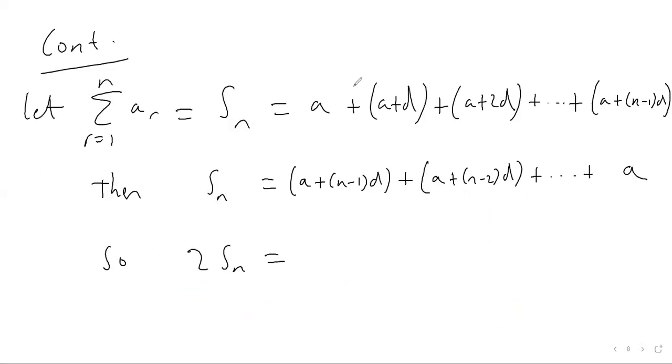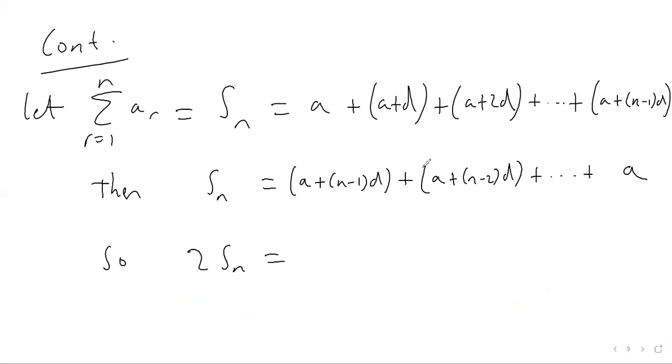Now let's think about how we could add up these numbers. We're going to use the sum notation again. We're going to sum the first n numbers in our sequence, and I'm going to call this capital Sn again. This notation, capital Sn, just means the sum of the first n numbers in a sequence. So we've got a plus (a plus d) plus (a plus 2d) plus (a plus 3d) all the way up to a plus (n minus 1)d.